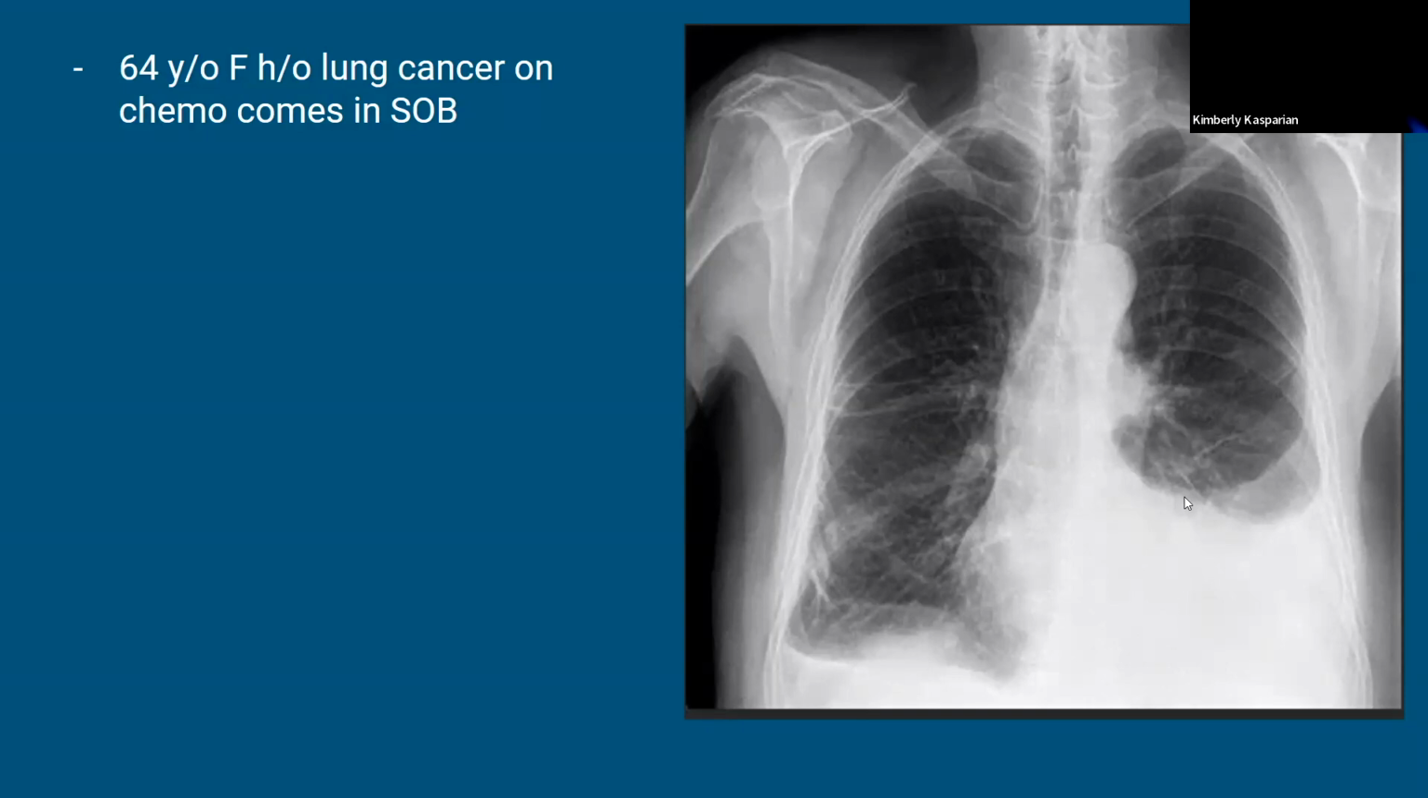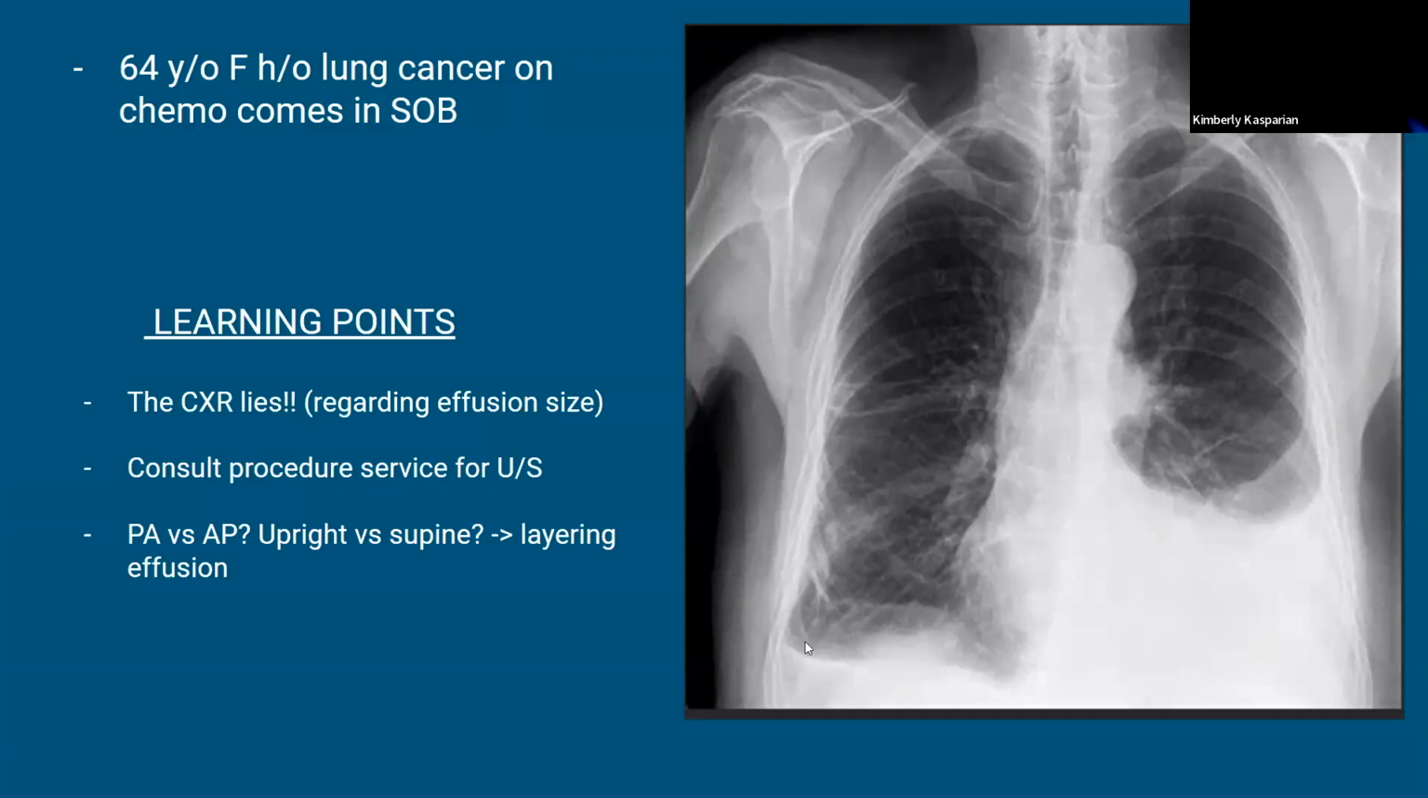Other big points about effusions: chest x-ray always lies. I've seen literally chest x-rays that look like this right here, and then you ultrasound them and we get like 800 cc's off of them with the Thora. And I've seen stuff that looks like this and we only take off 800 as well. Don't know why. So anytime there's someone who truly has respiratory distress and they have an effusion, you can consult procedure service, let us ultrasound them, drain the lung if we need to.